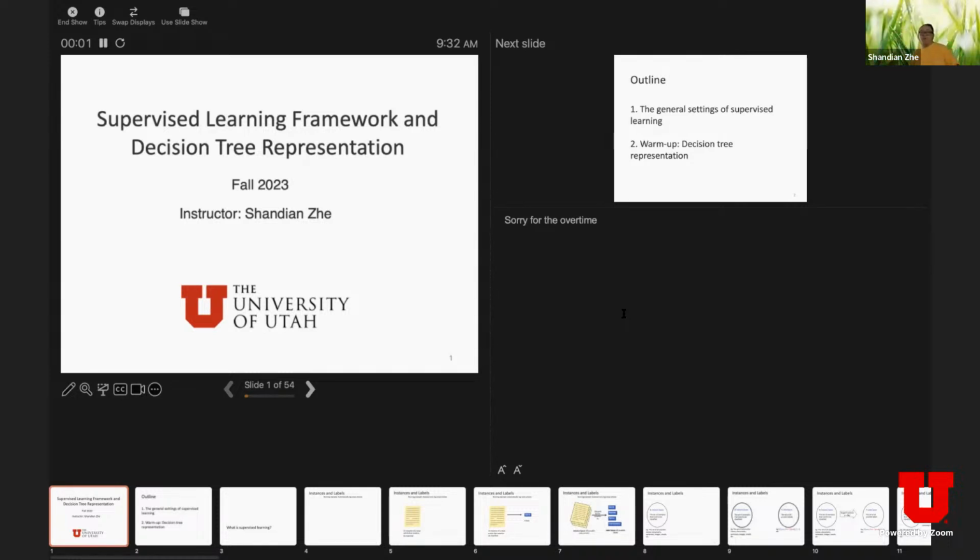Why do we start with decision trees? Because it is the most intuitive machine learning model structure. It is so similar to how human beings make decisions and sense the world, all kinds of stuff. So we believe that starting from it, everyone will feel comfortable.